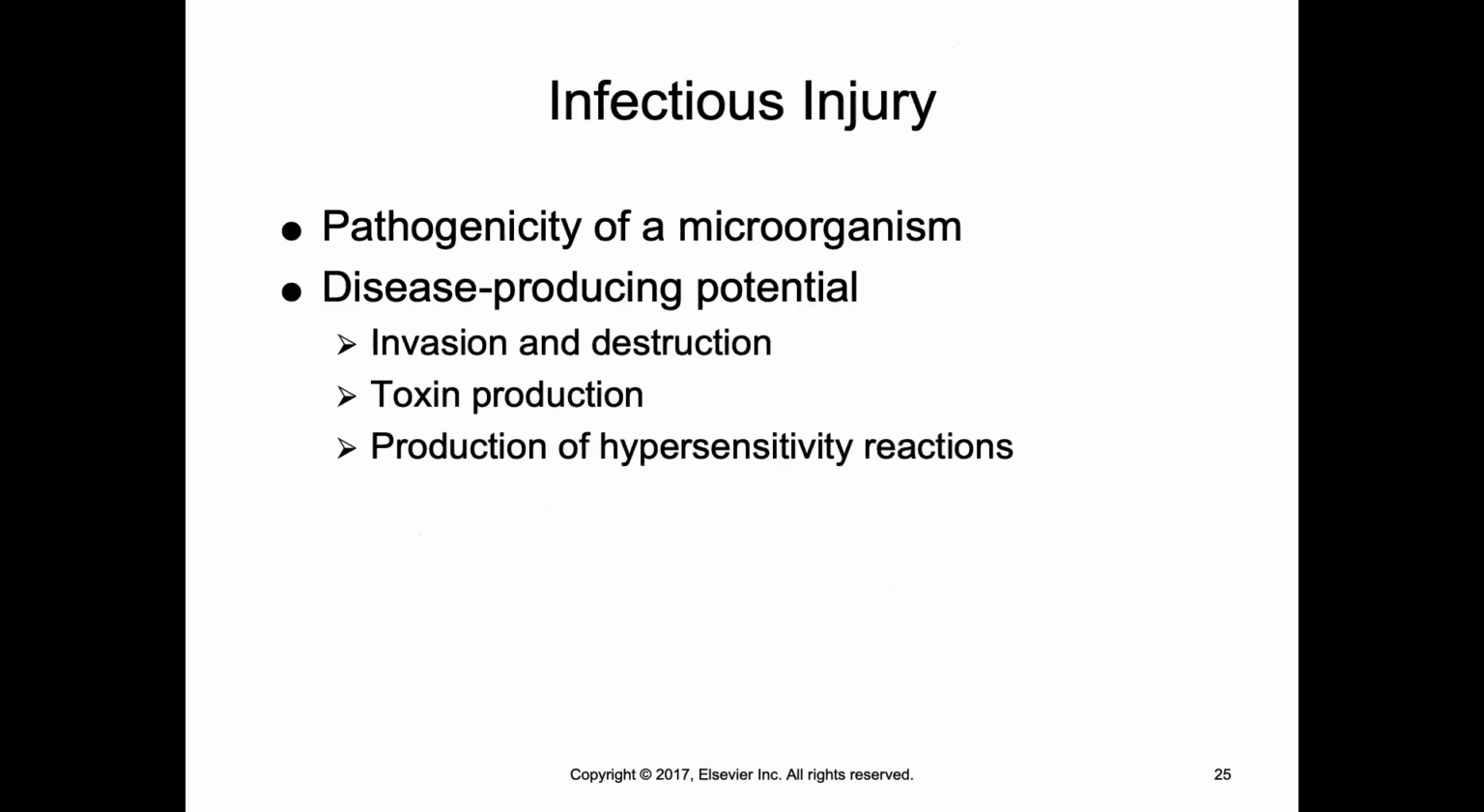Infectious injury is pathogenicity of a microbe that can produce cellular damage. This includes invasion and destruction, and the generation of toxins. These can either be exotoxins or endotoxins. Exotoxins are secreted. Endotoxins are part of the structure of the pathogen, and they're often released when the pathogen is destroyed, and then the effect comes after that. They can also result in hypersensitivity reactions, allergic responses.